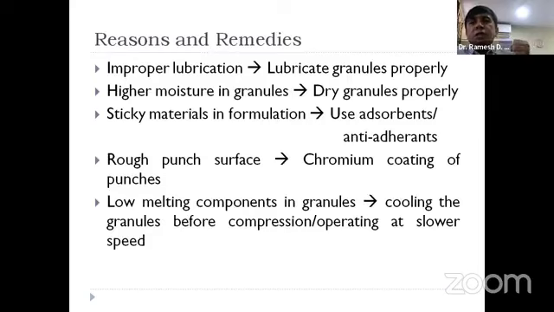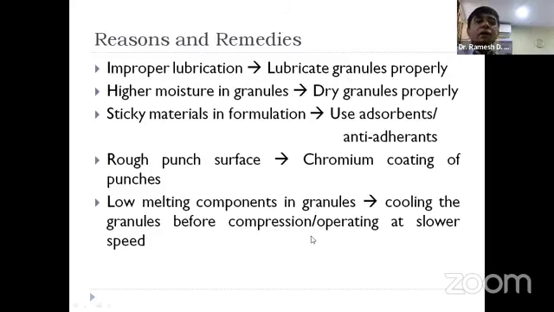It will absorb the sticky material, and it will prevent the picking and sticking. And then rough punch surface. If the punches are used repetitively, then there are chances that the punches are becoming rough. And as we know, that rough surface will pick more mass than the smooth surface. So we can go for chromium coating of the punches because it makes the punches smooth.